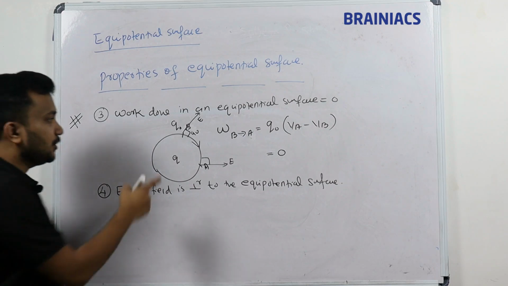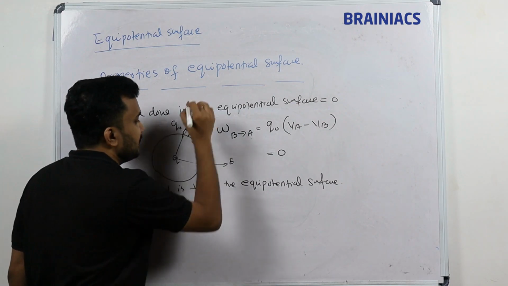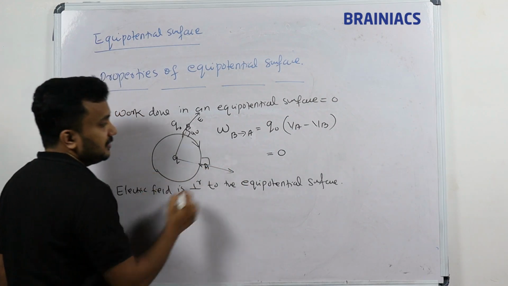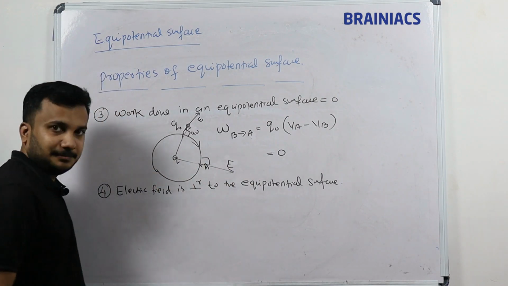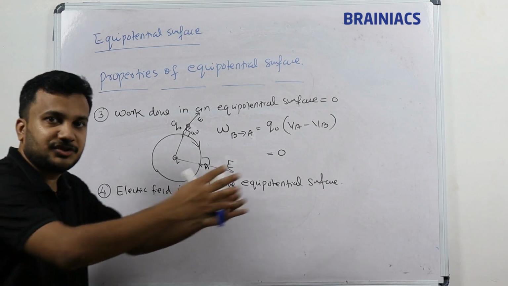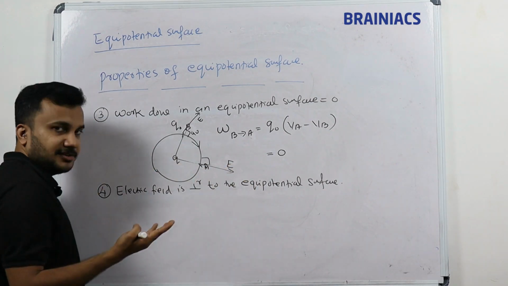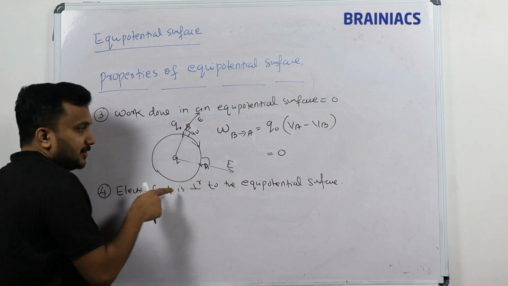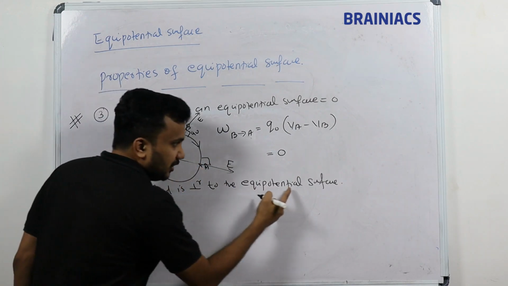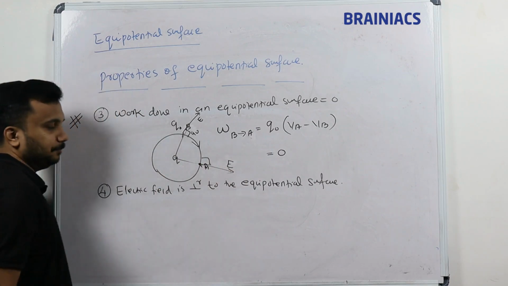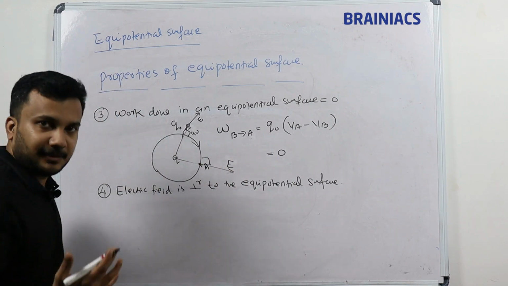So we know positive charges give rise to an electric field. This electric field from a positive charge goes away from it. If it is a negative charge, it comes inside. But in both cases, the electric field vector is perpendicular to the equipotential surface. This is the surface and it is perpendicular. We can prove it mathematically also.